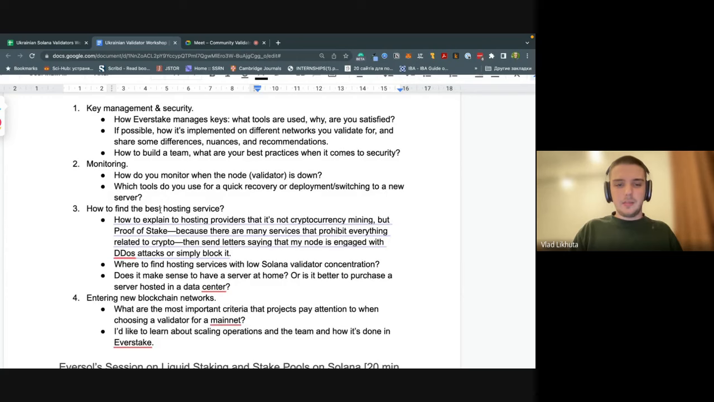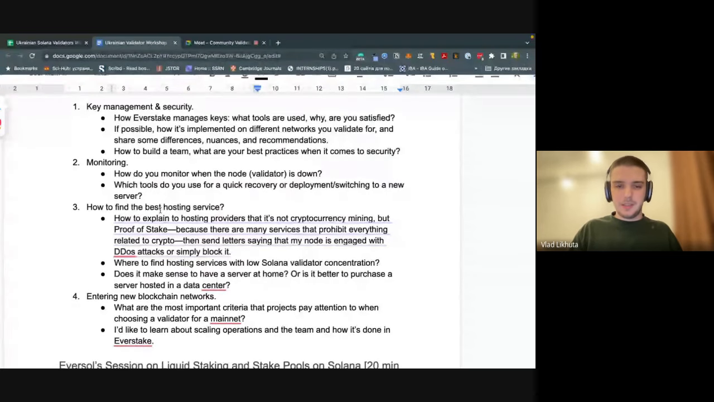Then we'll walk them through our hosting experience, how to find the best hosting service, how to talk to the hosting providers, and find a way to work with them, because some of them don't work with cryptocurrencies.